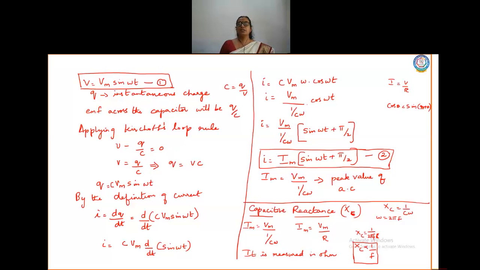So this is about the AC circuit with a capacitor connected to it. This comes as a very important 5-mark question.